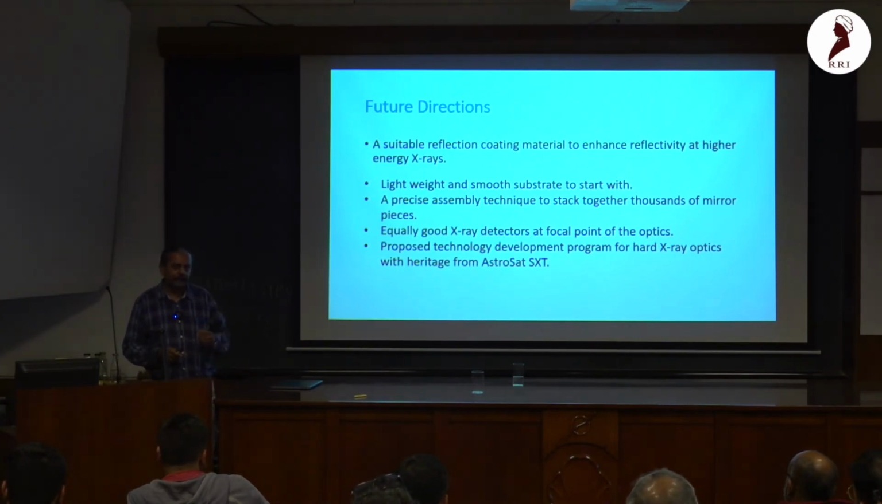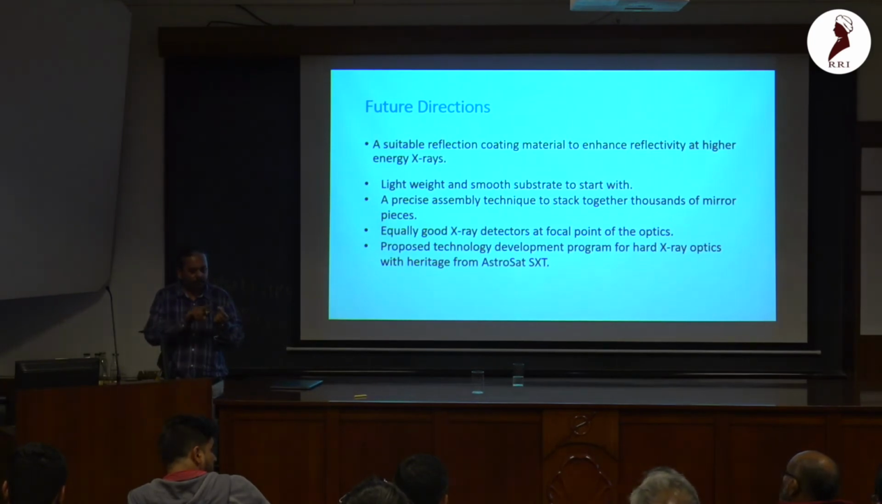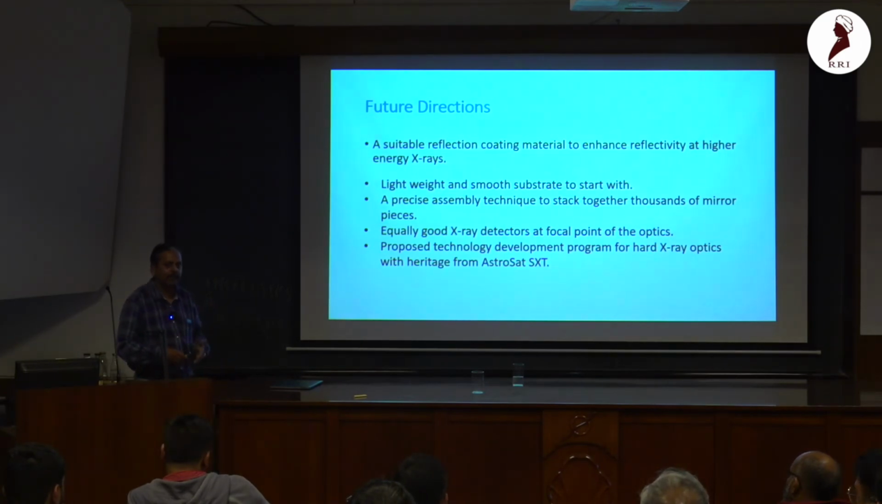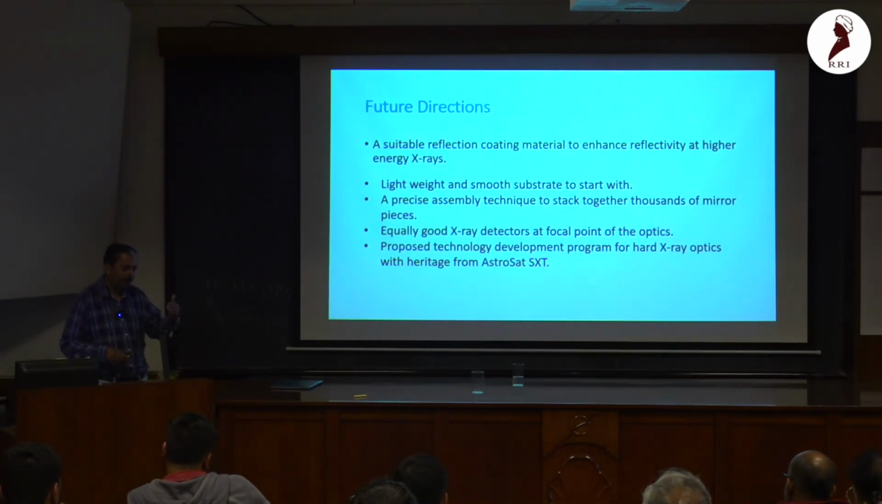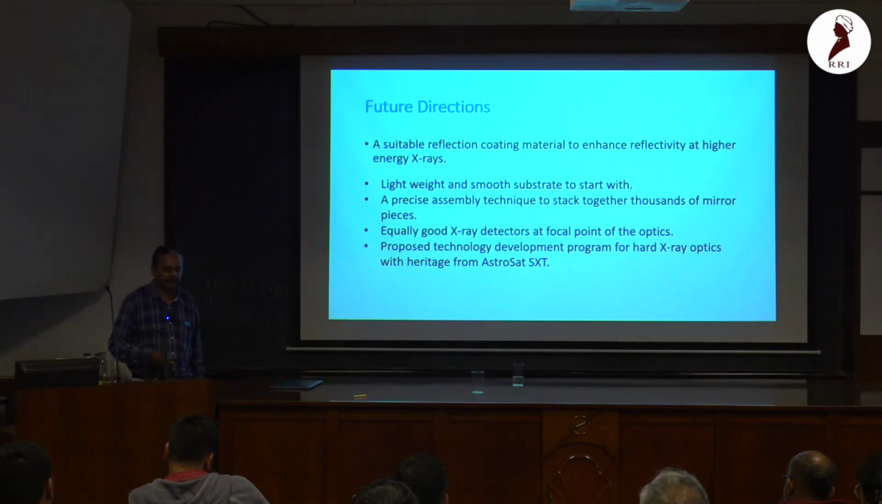Smooth in the sense that the X-rays have very small wavelength. If there is a waviness or the surface of the mirror is not smooth, it will get scattered instead of reflection. So it has to be very smooth at the level of the wavelength of the X-rays. So that's another challenging part.